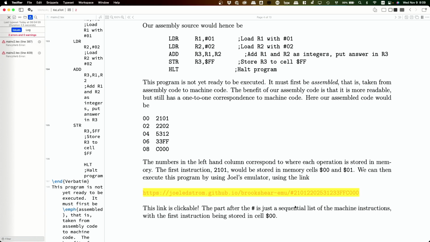Okay, so let's doctor this up a little bit, and in particular, what would happen if I wanted to change the numbers that I was adding? So I was adding here 1 and 2.